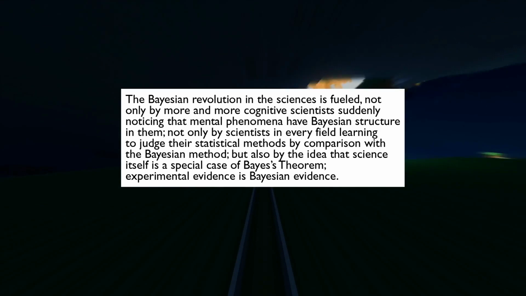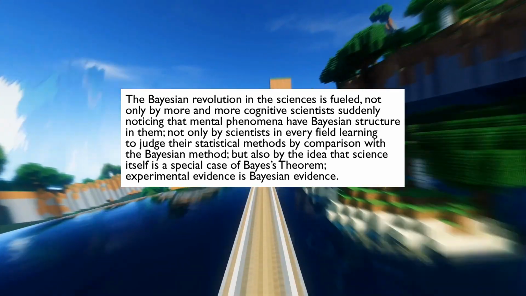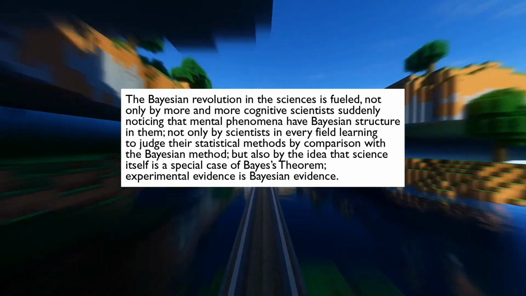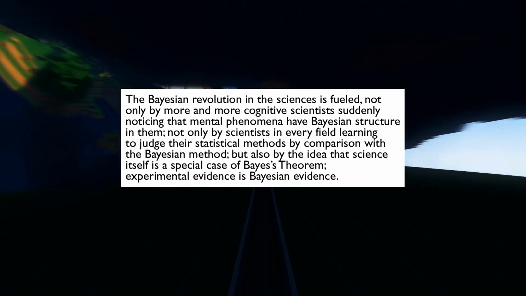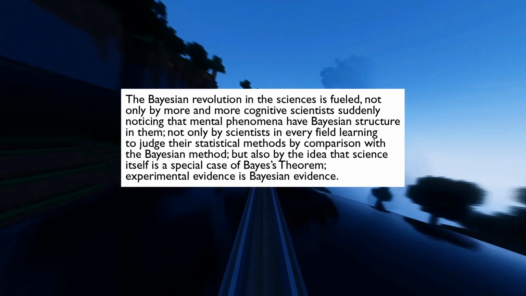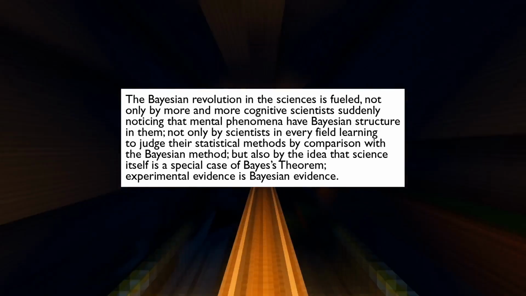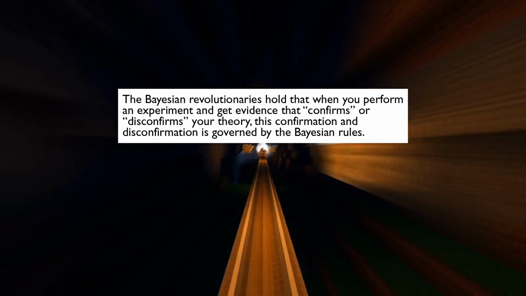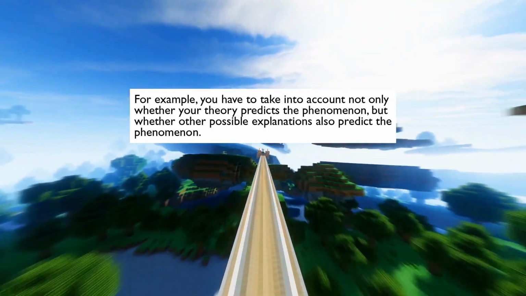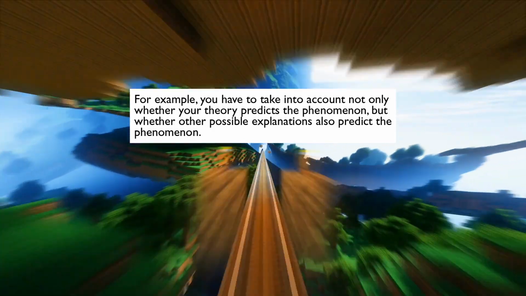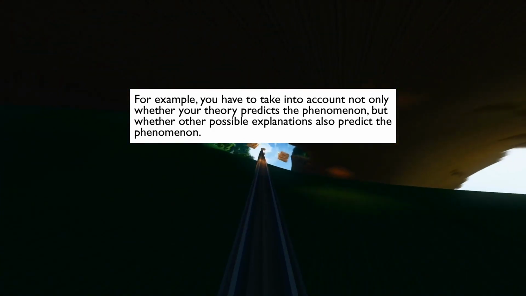The Bayesian revolution in the sciences is fueled not only by more and more cognitive scientists suddenly noticing that mental phenomena have Bayesian structure in them, not only by scientists in every field learning to judge their statistical methods by comparison with the Bayesian method, but also by the idea that science itself is a special case of Bayes' theorem. Experimental evidence is Bayesian evidence. The Bayesian revolutionaries hold that when you perform an experiment and get evidence that confirms or disconfirms your theory, this confirmation and disconfirmation is governed by the Bayesian rules. For example, you have to take into account not only whether your theory predicts the phenomenon, but whether other possible explanations also predict the phenomenon.